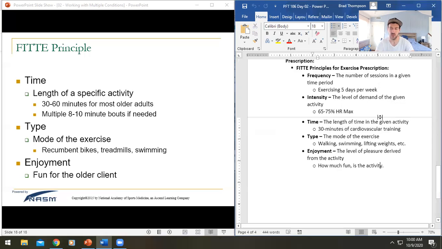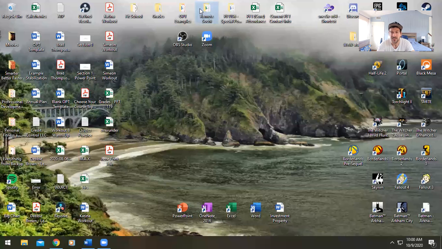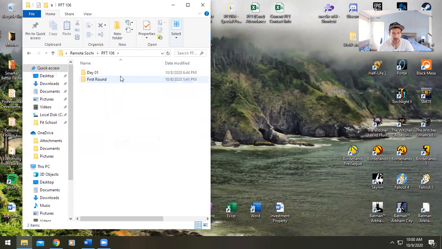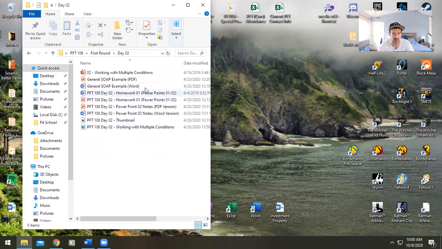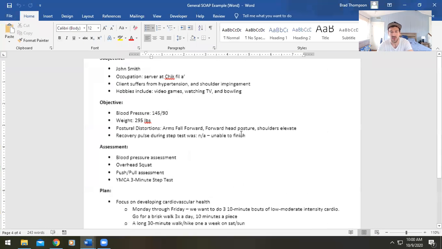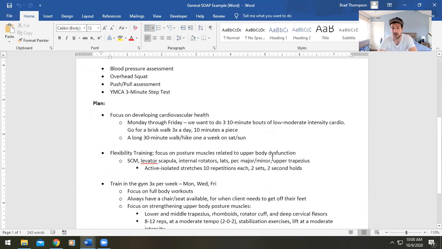but not everybody's going to feel that way. So when you're writing a program, if I go back to, like I said yesterday, if we look at that example SOAP note that we talked about, this is what that's going to look like. You can see, we already talked a little bit about it, right? We had our client, John Smith, who's working at Chick-fil-A, right? This is the guy we talked about. We know that he has some postural distortions.